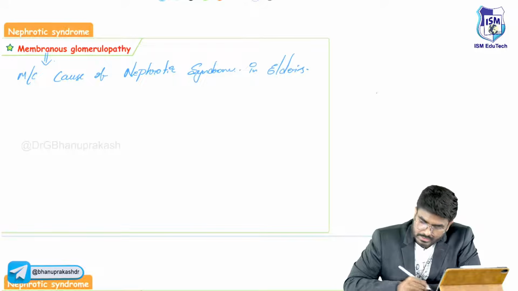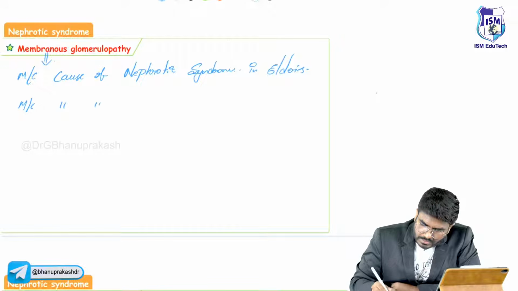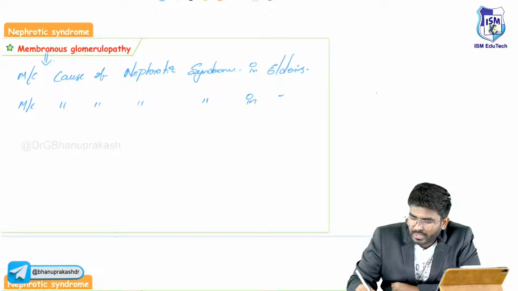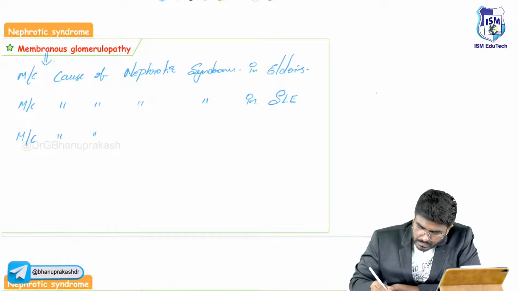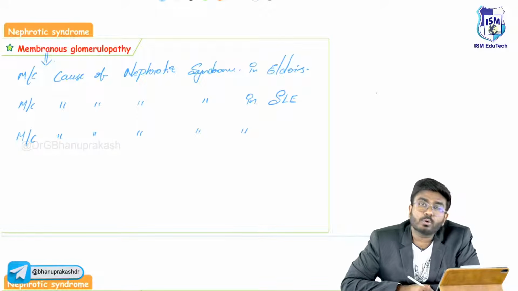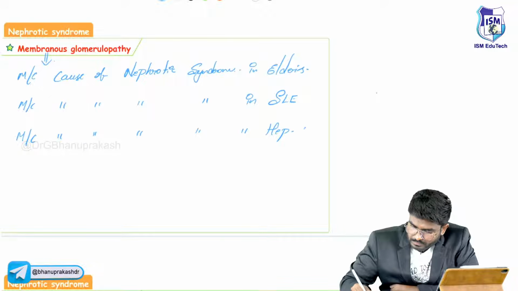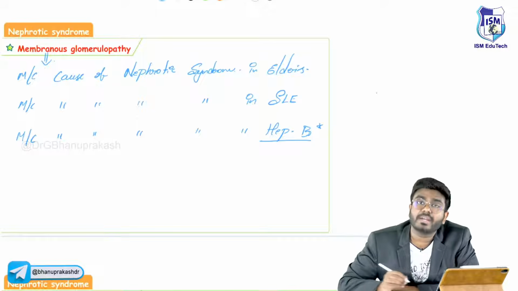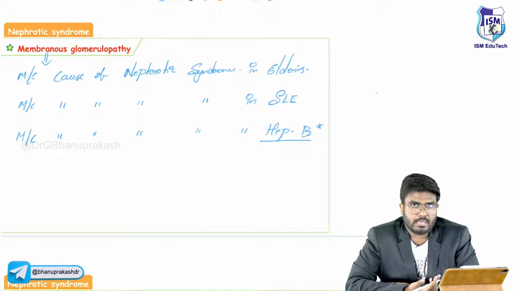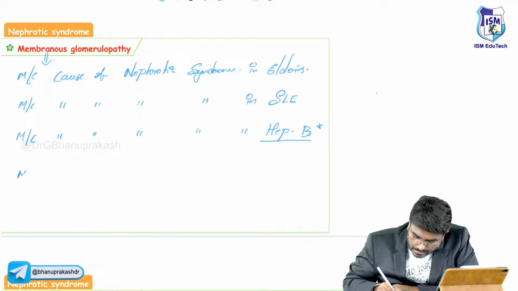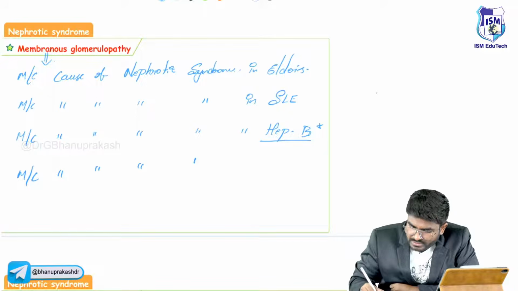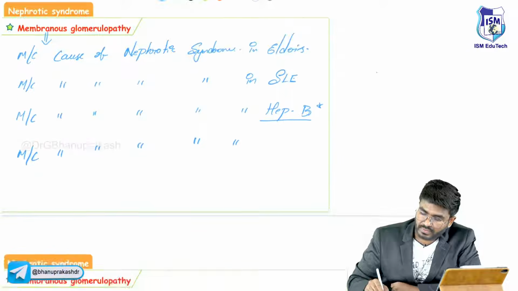Not only that, it's the most common cause of nephrotic syndrome in a patient suffering with SLE, systemic lupus erythematosus, an autoimmune disease. In SLE patients also it's the case, and it's also the most common cause of nephrotic syndrome in a patient suffering with hepatitis B. Especially children suffering with hepatitis B can go into kidney related problems. That's membranous glomerulopathy. And it's also the most common cause of nephrotic syndrome in patients suffering with solid tumors.